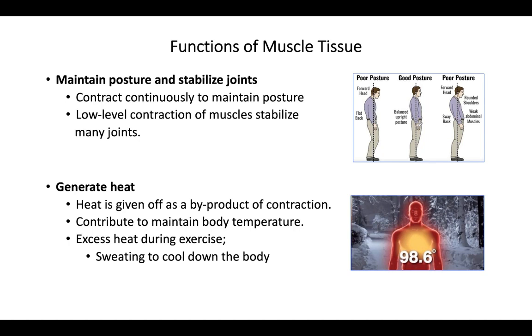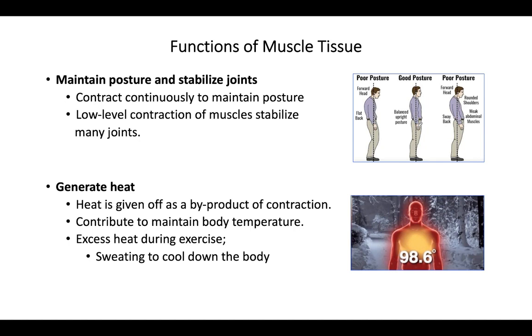The constant low-level contraction of muscles strengthens many joints. For a joint between two bones, where two bones meet around the joint, the muscles hold the bones. Therefore, this low-level contraction of a muscle stabilizes many joints.